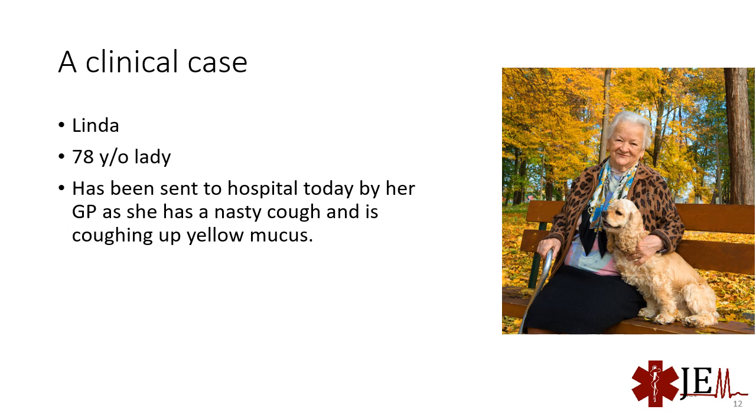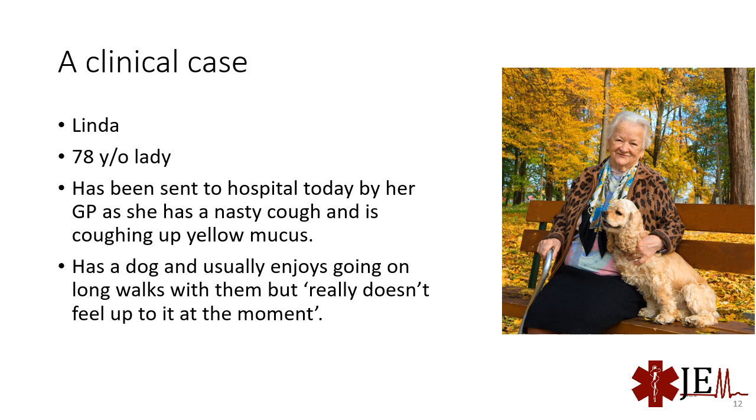She's 78 years old, and she's been sent to the hospital today by her GP because she's got a really nasty cough and it's bringing up yellow mucus. She has a dog and usually enjoys going on long walks with the dog, but really doesn't feel up to it at the moment. And the GP thinks she has pneumonia. And you can already see some of those symptoms: a productive cough with yellow mucus, and also feeling tired and washed out. So let's see what happens when she comes into the A&E.